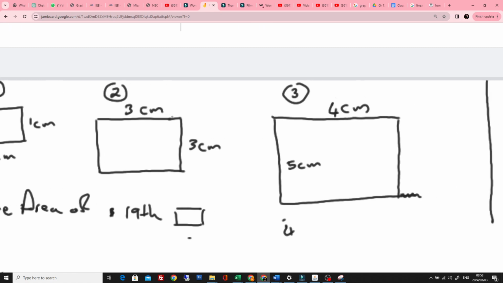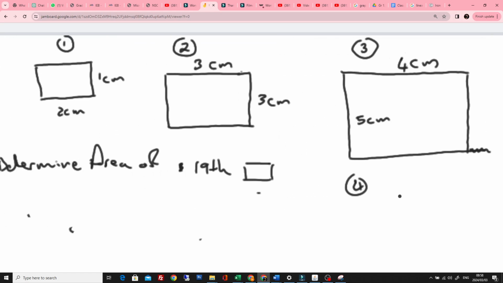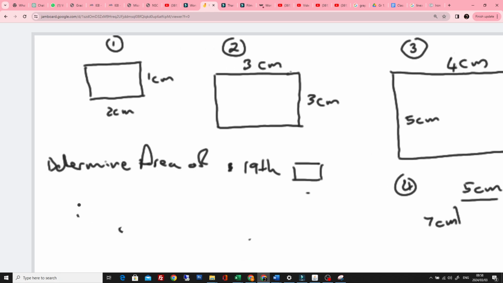So even if they ask for the fourth, I can immediately get the fourth in the pattern by saying, okay, if this increases by 1, the top one would be 5 centimeters, and the side, if it increases by 2, would now be 7 centimeters. Okay, so I can get the area of each of them, since they wanted pattern area.